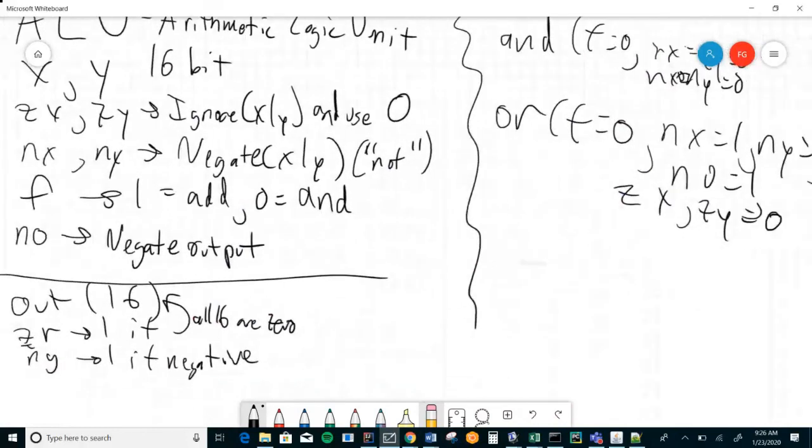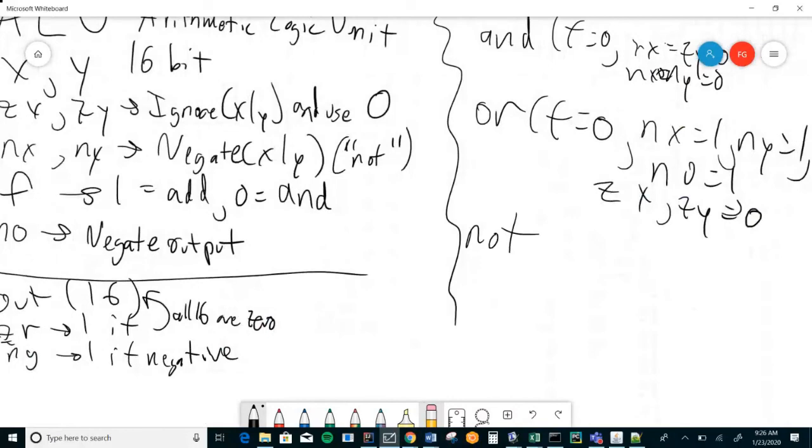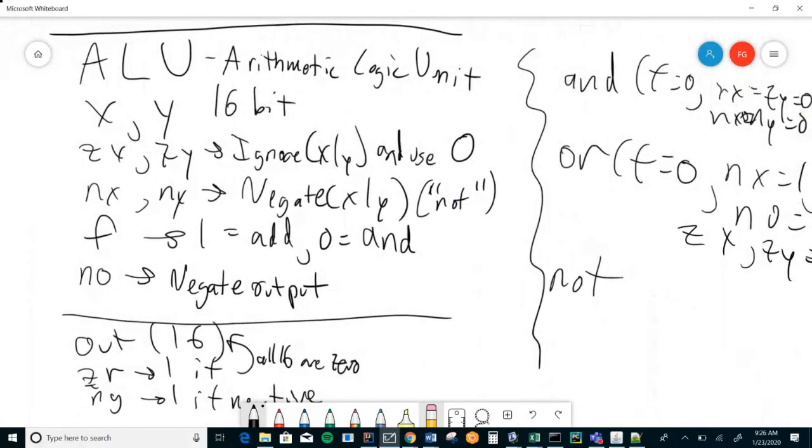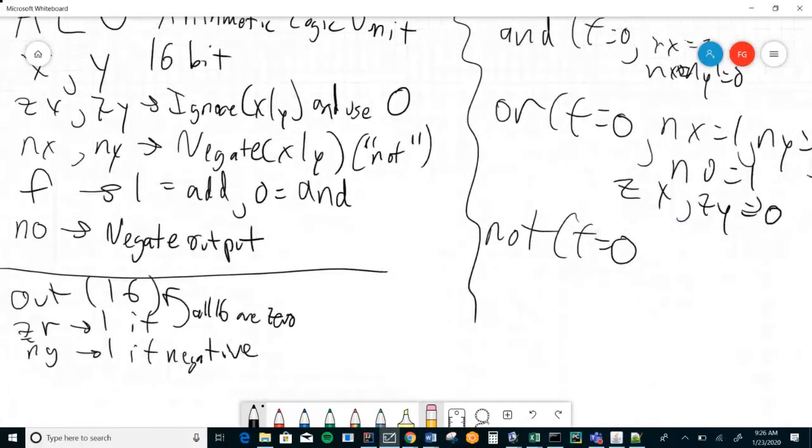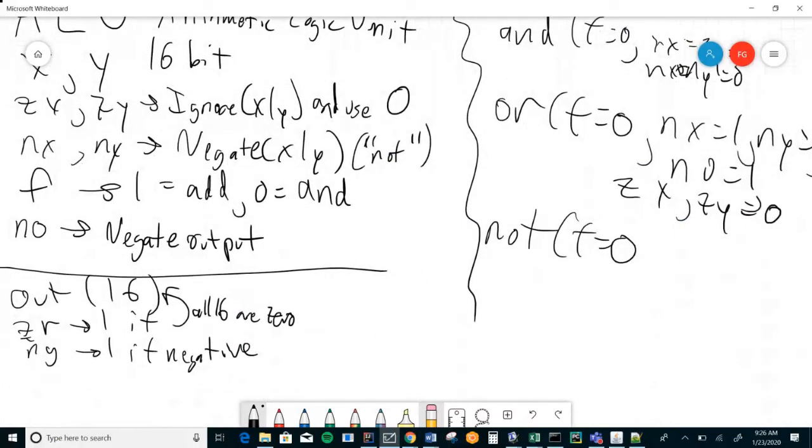So what about not? Let's imagine we're doing not. I'll set F to 0. And what I want to do then is I need to ignore one of my inputs, right? It doesn't really matter which input I ignore. So let's ignore Y. If I'm going to ignore Y, I say ZY equals 1, and of course ZX is going to be 0. So I'm ignoring Y.